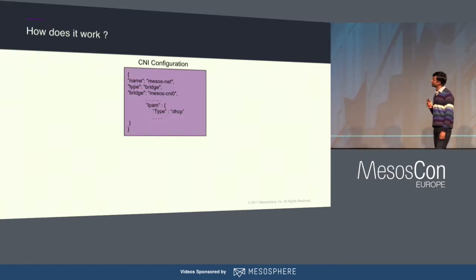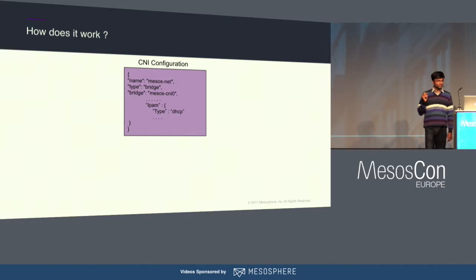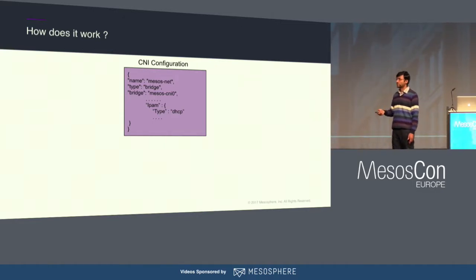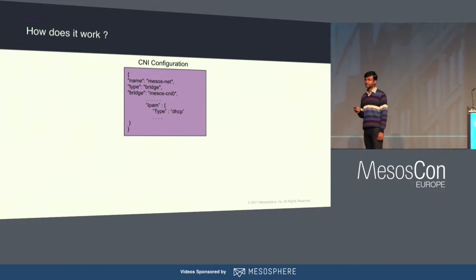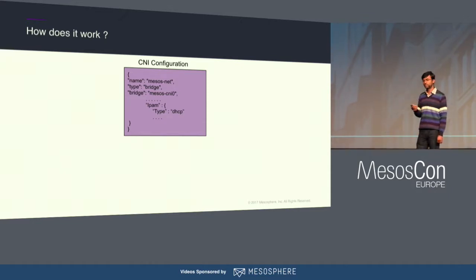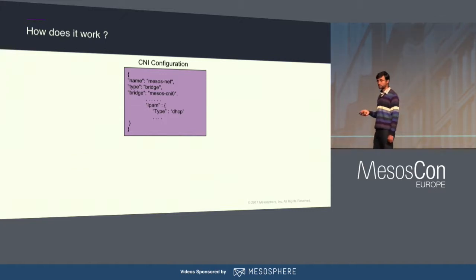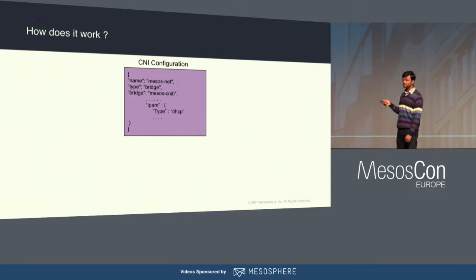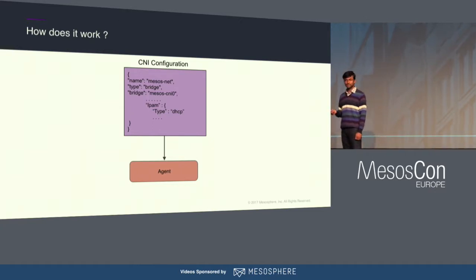To give you a specific example, each CNI or each virtual network in DCOS comes with a configuration file. This configuration file pretty much defines the name of the virtual network, which is an important field. The second important field is the type of plugin. There are different plugins depending on the functionality they provide. Like you have a bridge plugin, you have an IPAM plugin, which is responsible for IP addresses, you have IP VLAN plugin, Mac VLAN plugins, and many more. So the type defines what type of plugin you would be using for this configuration, and the name defines a virtual network. We will see why this name is so important. This configuration sits on each agent at a predefined location.